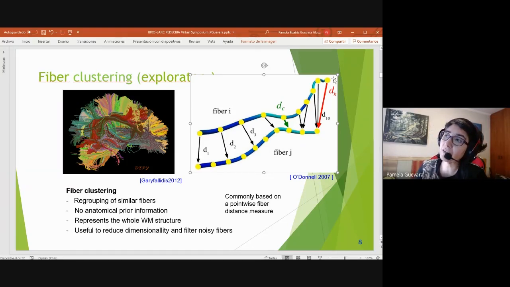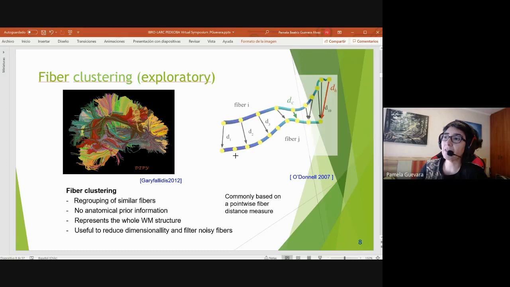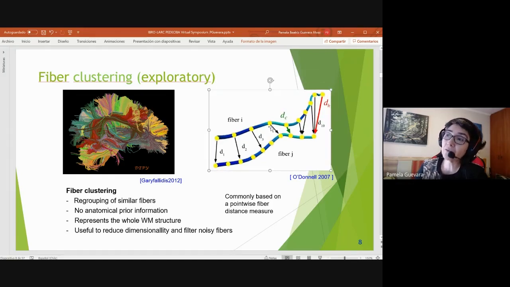For example, what we use is the maximum Euclidean distance between corresponding points. That means that we calculate all the Euclidean distances between the corresponding points, and we select the maximum. This is a measure of how similar two fibers are, but there are a lot of different measures that you can use. Once you have this measure, you can apply several kinds of clustering methods to regroup fibers.